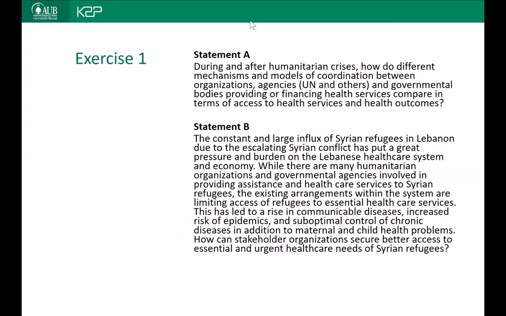So in the first statement, I have contextualized the evidence. I have told my policymakers why they should care about this issue, because it's happening in my own country and my context. Let's look at the second statement. While there are many humanitarian organizations and governmental agencies involved in providing assistance and healthcare services to Syrian refugees, the existing arrangements within the system are limiting access of refugees to essential healthcare services.